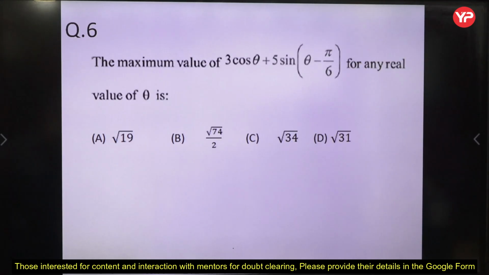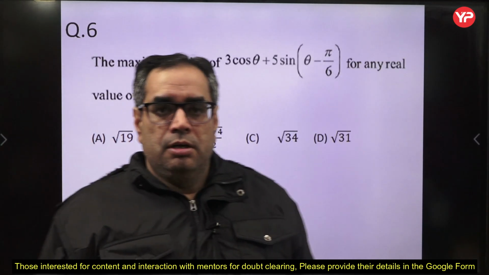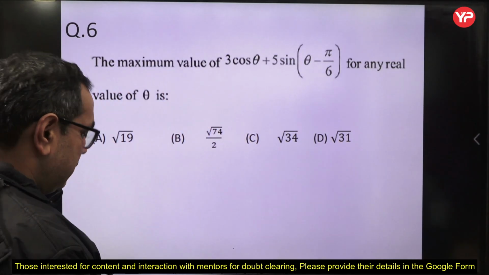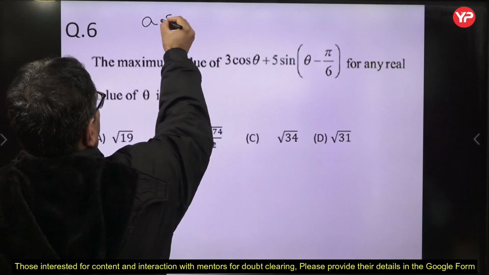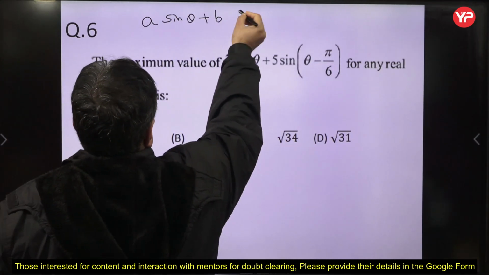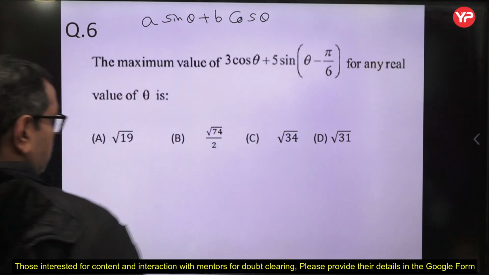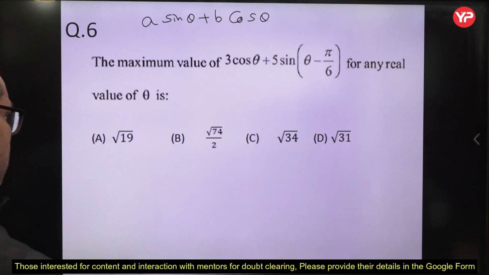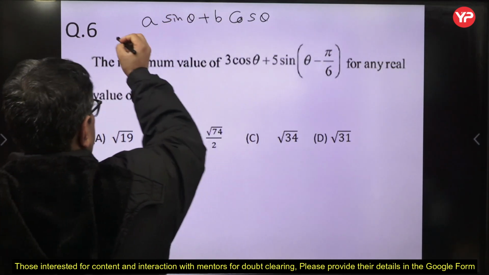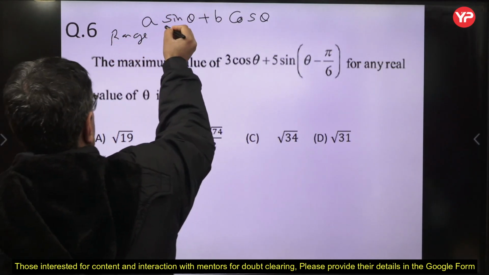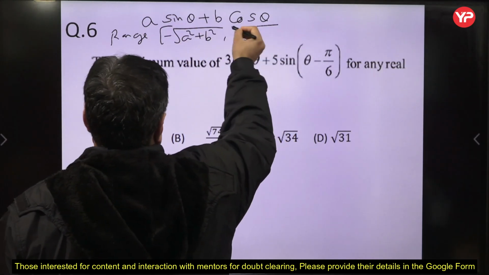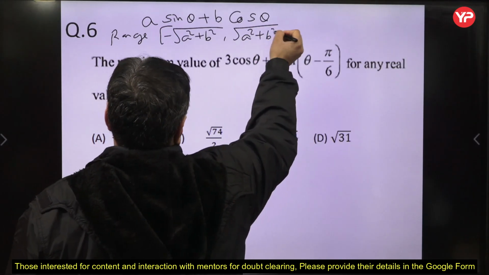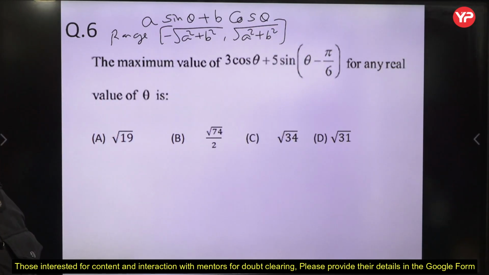Before solving this question, you should remember one important point: if we have a function, suppose a sin theta plus b cos theta, or we can say a cos theta plus b sin theta, anything we can write, the range of this function is from minus root a square plus b square to root a square plus b square. So we can say the maximum value of this function is root a square plus b square.